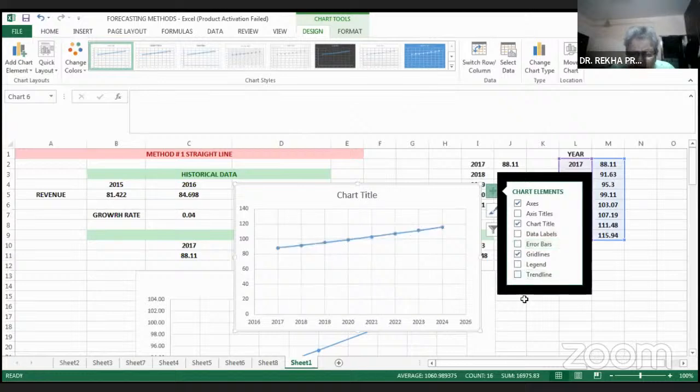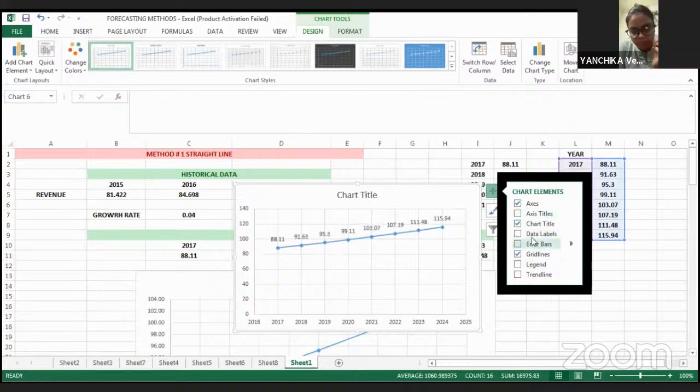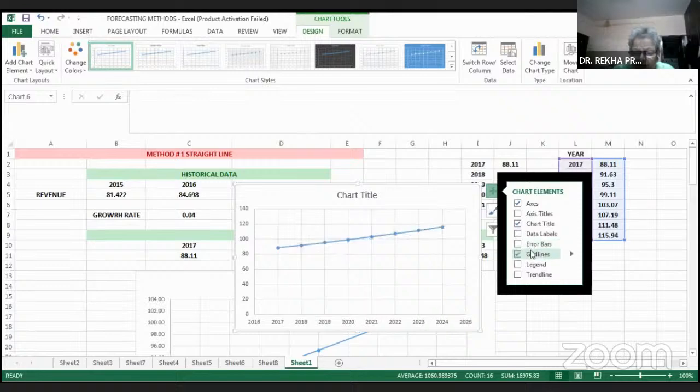This is the graph from 217 to 224. If you want to make a prediction for 225, you can just do the prediction for the next year and see, it will be a straight line. This straight line will give you the prediction. You can write the axis title: this is year and this is revenue. You can write axis title, chart title, whatever it is.